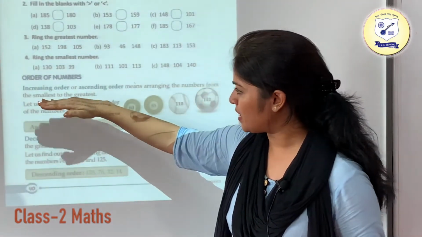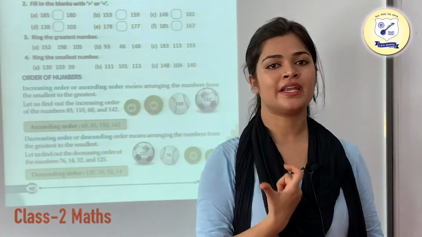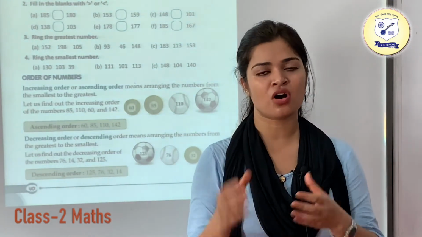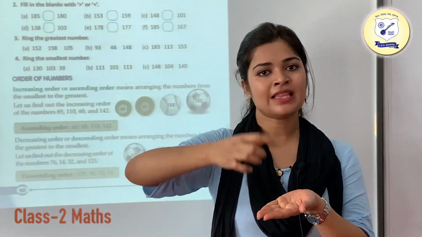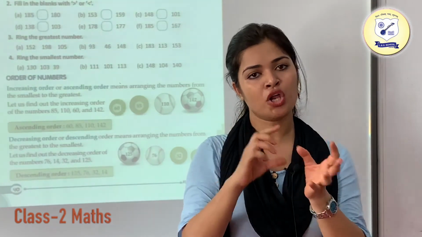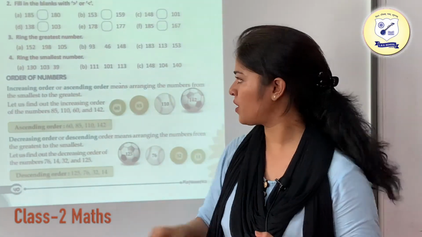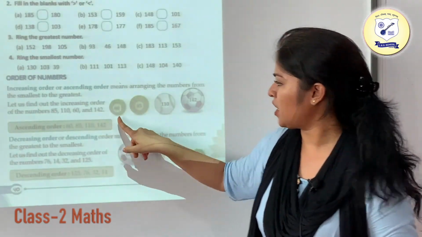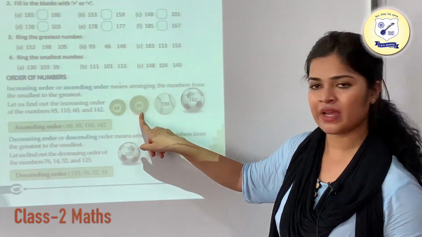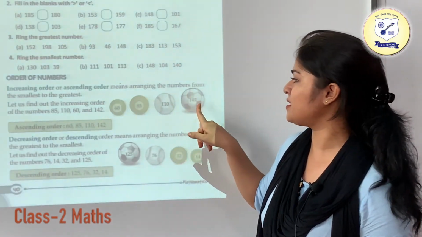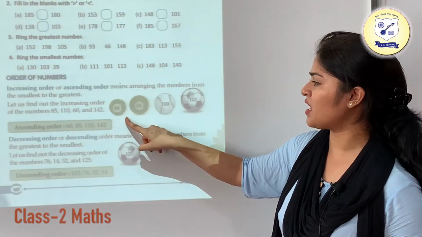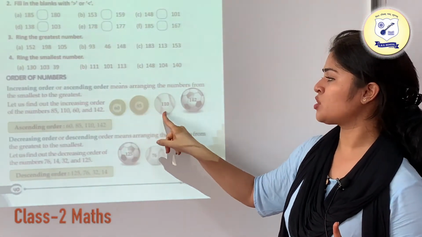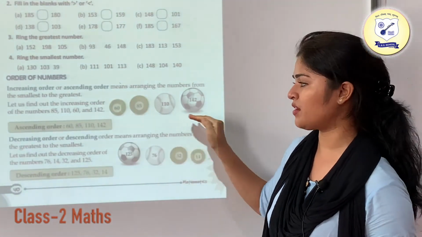Now, increasing order, or you can say ascending order. If you are arranging the numbers in a sequence of smaller to bigger, then that is known as ascending order, or increasing order. So it means arranging the numbers from the smallest to the greatest. Here you have 60, after that we have 85, then 110, and then 142. You can see that we are continuously increasing the size of the ball, and the numbers are also increasing. Okay, so this is your increasing order.